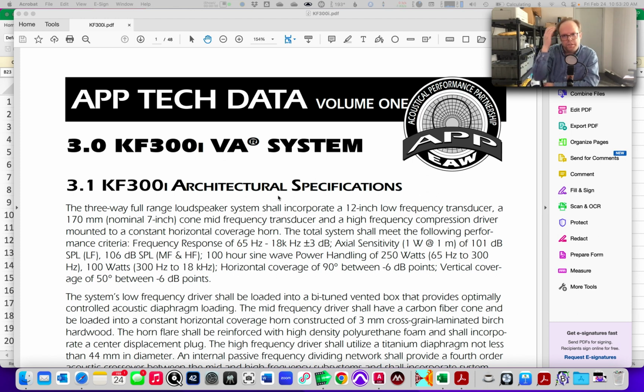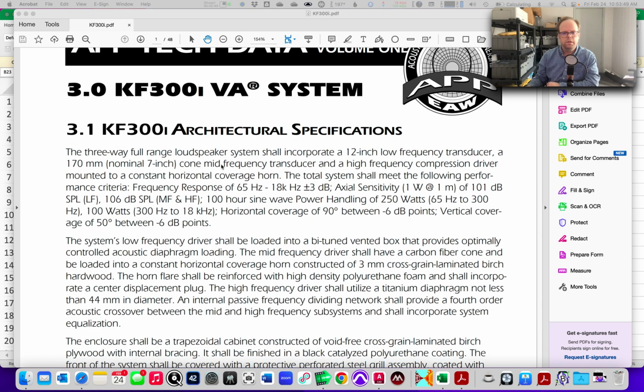So we talked about last time about how loudspeakers are directional. They don't send the sound equally in all directions, and that is in large part by design. And we learned about some ways to interpret that directivity data and some various graphs. I've got a PDF here of a KF300i, which is a loudspeaker from EAW.